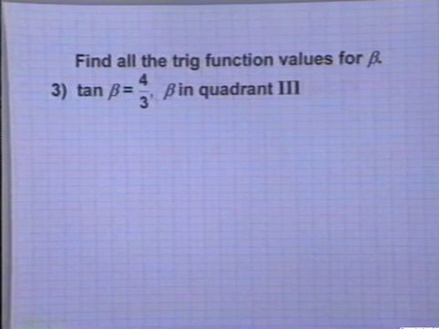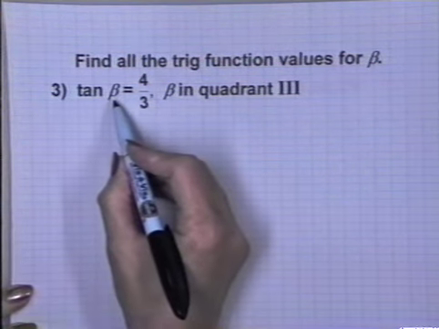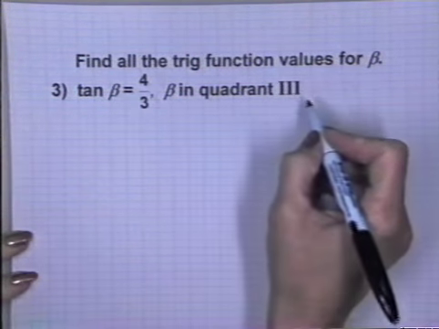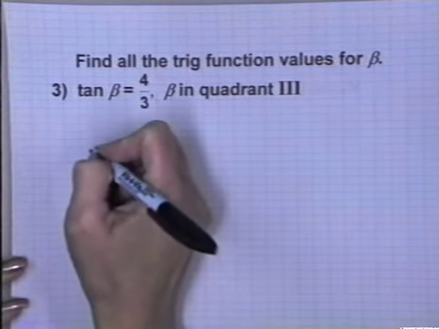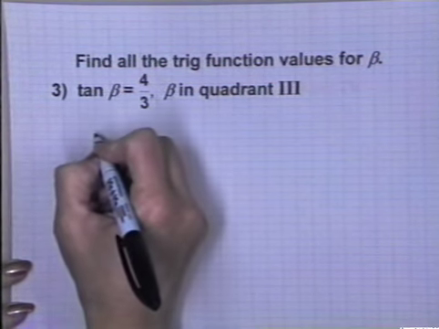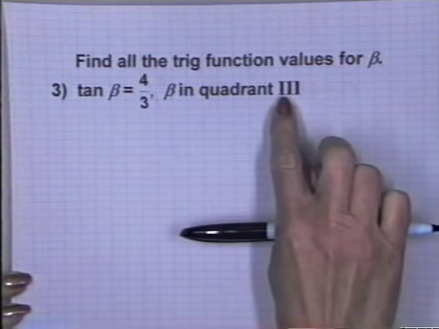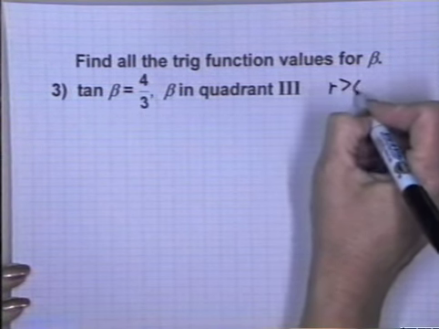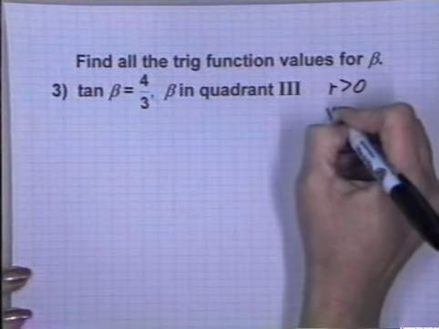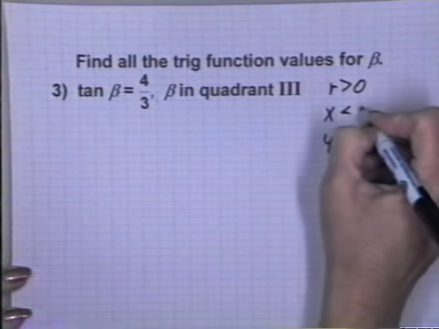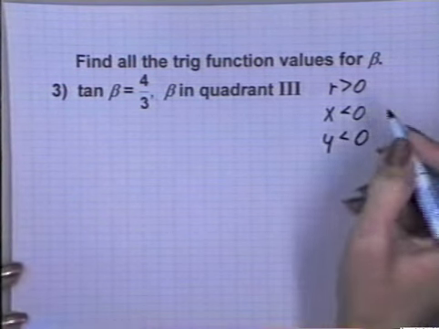Find all the trig function values for beta. And we're told that the tangent of beta equals 4/3 and that beta is in quadrant 3. Well, what I'm going to do here is first identify what x is and what y is and what r will be. Since it's a quadrant 3 angle, r is always greater than 0. But what about your x and your y in the third quadrant? Well, they are both negative. So x will be less than 0 and y will be less than 0.